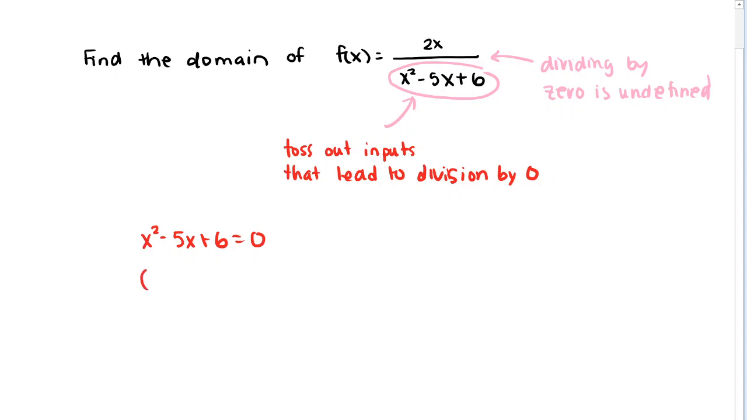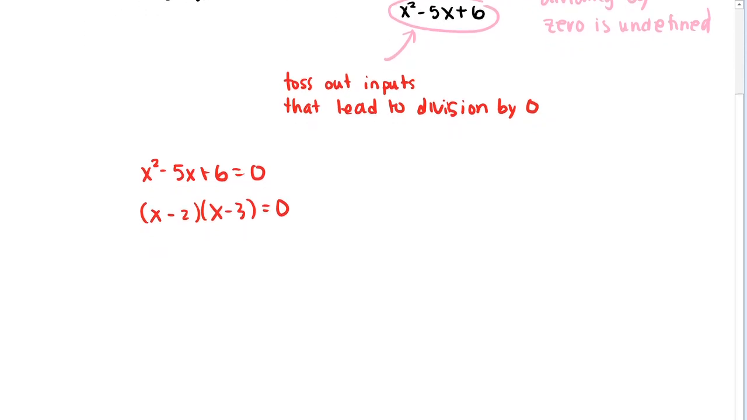There are multiple ways to do it, but one way is through factoring, right? This is x minus 2 times x minus 3 is equal to 0. And so here we have 2 quantities multiply to 0, or multiply and give us 0. That's only going to occur when one of the quantities is 0 itself, when x minus 2 is equal to 0, or when x minus 3 is equal to 0. So here we get x is equal to 2, and x is equal to 3. These are quantities we're tossing out from the domain.